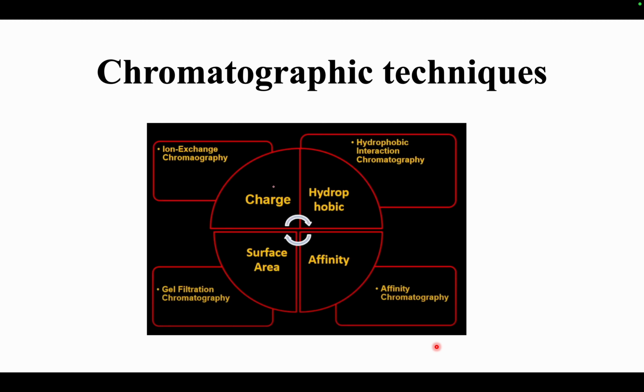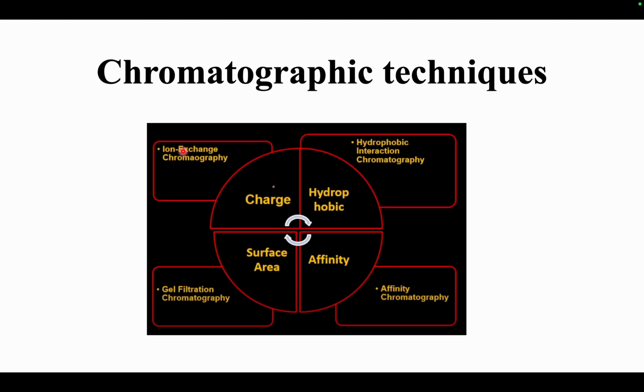So we have different chromatographic techniques, as I mentioned earlier. We have ion exchange chromatography, hydrophobic interaction chromatography, affinity chromatography, and gel filtration chromatography. So what are these chromatographic techniques? We'll go into detail.